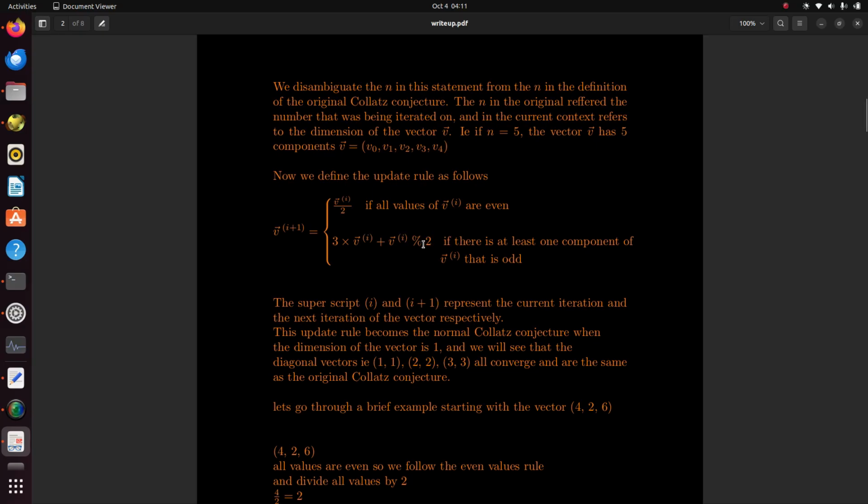modulo 2. So that could be a little bit confusing, but what this essentially means is that for the values in the vector that are even, this value would be 0. So 2 modulo 2 is 0, or the remainder of 2 divided by 2 is 0. But if the value is odd, we multiply by 3, and this value would be 3, and 3 modulo 2 is 1. So 3 times 3 plus 3 modulo 2, which is 1, is 10. That might be a little bit confusing, so I'm going to go through an example down here.